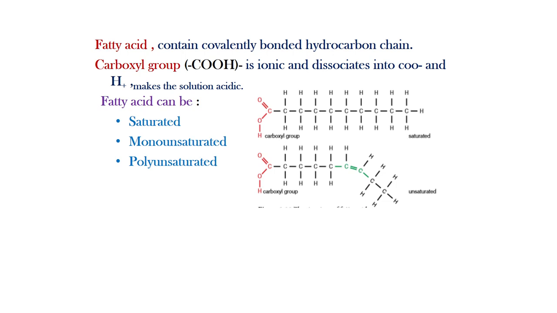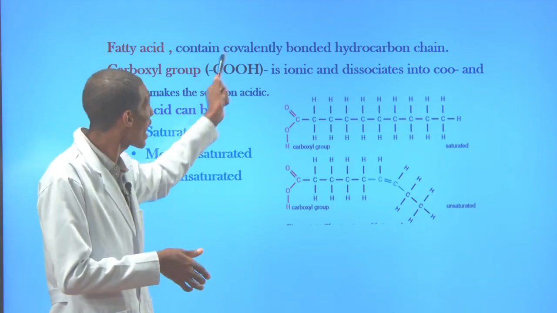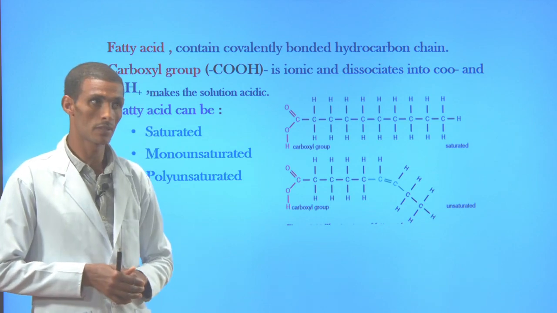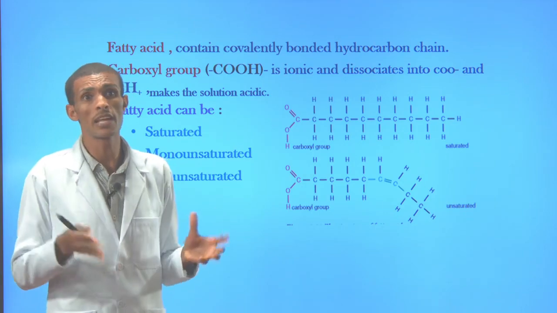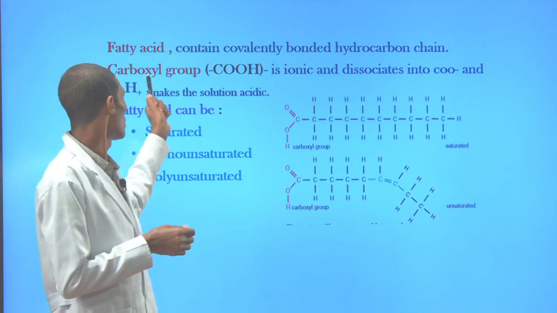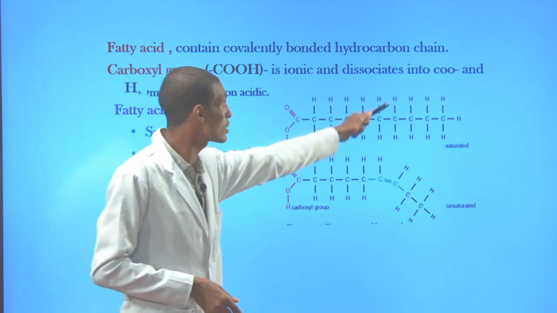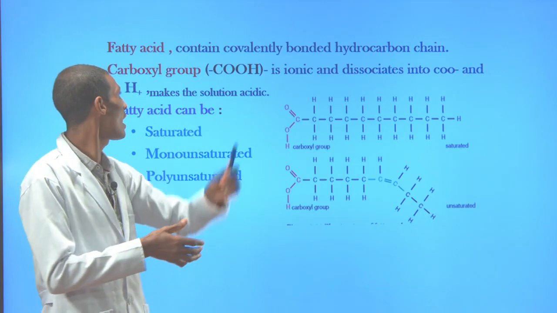I told you that one important component of lipid is fatty acid, which is a long chain of hydrocarbon covalently bonded together with a functional structure called the carboxyl group. If you ask what functional group lipid shares with carbohydrate and especially protein, they can share the carboxyl group. This can dissociate into carboxylate and a hydrogen ion, making the fatty acid an acidic solution.